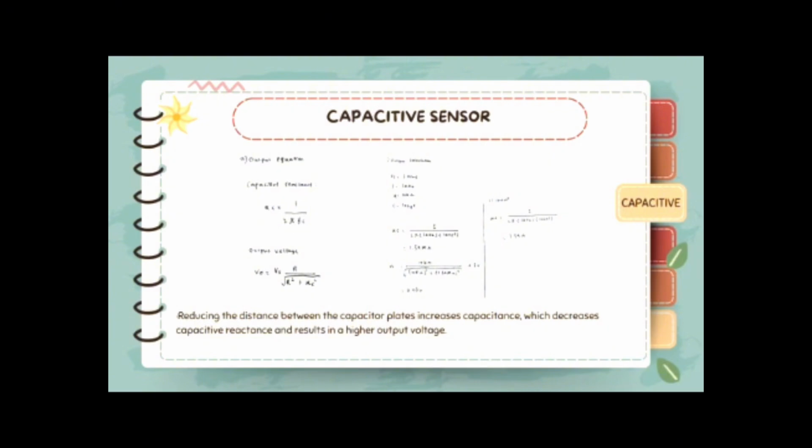Reducing the distance between the capacitor plates increases the capacitance, which decreases capacitive reactance and results in higher output voltage.